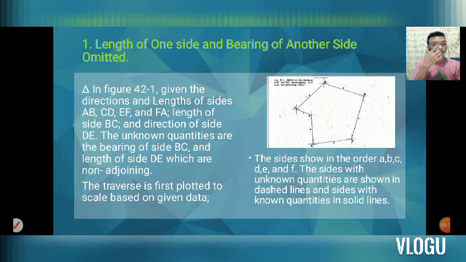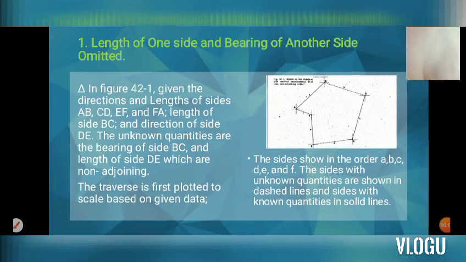So this is what we said earlier about case number 1. Case number 1 states again that the length of one side and the bearings of another side are omitted. So here in figure 42-1, given the directions and the lengths of sides AB, CD, DE, EF, and FA, the length of side BC and the direction of side DE. The unknown quantities are the bearing of side BC and the length of side DE, which are non-adjoining. The traverse is first plotted to scale based on the given data.